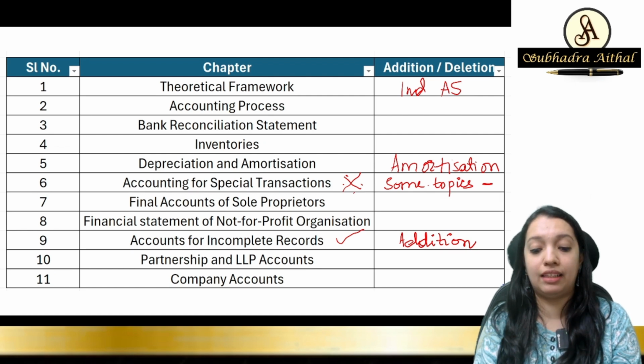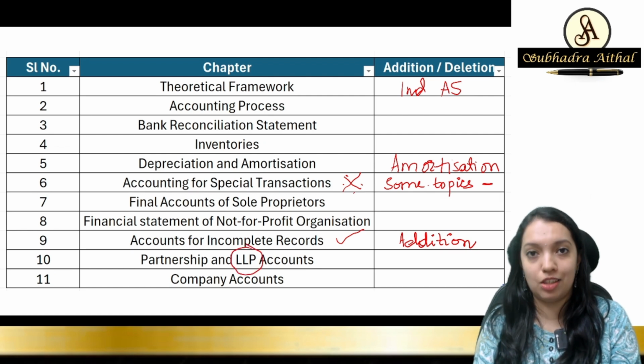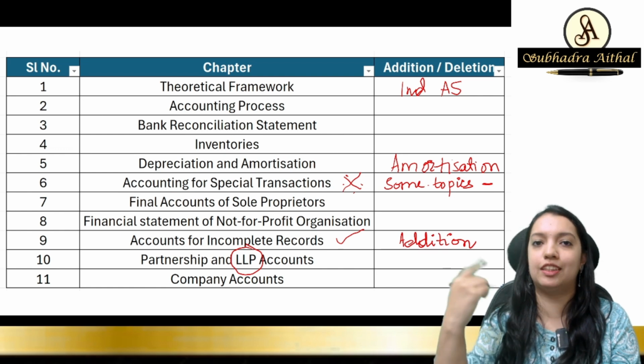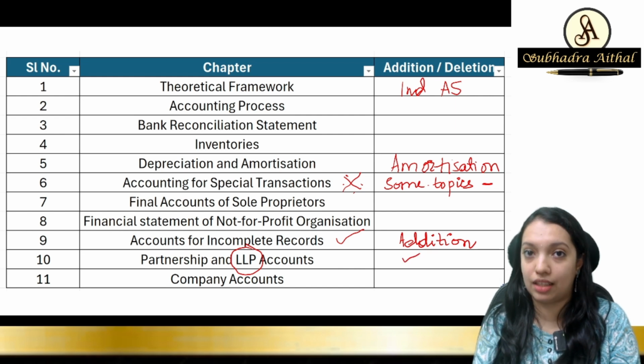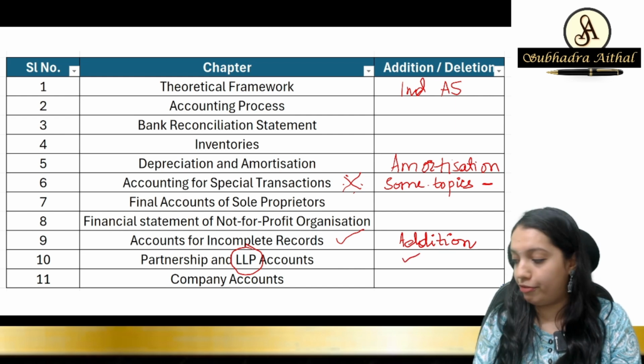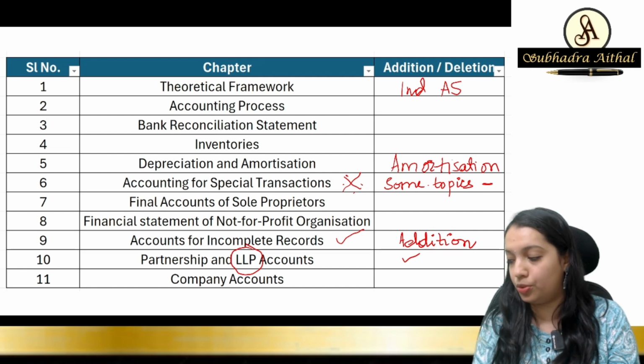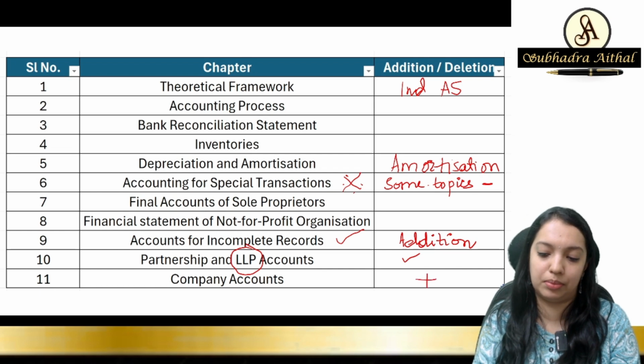But some practical questions of LLP and dissolution of partnership firms, which were earlier in Intermediate, have been moved to the CA Foundation syllabus. Similarly, there is a lot of addition in company accounts as well, like redemption of preference shares and debentures, and accounting for bonus issue and rights issue. All these have been included in the syllabus.